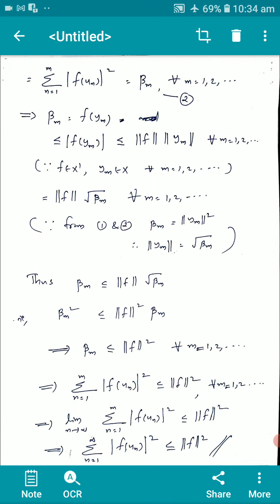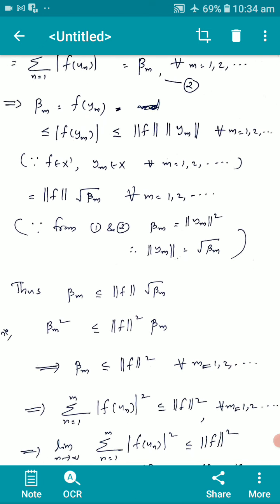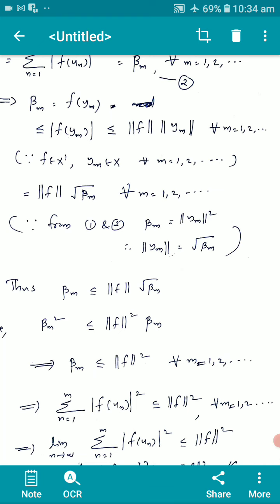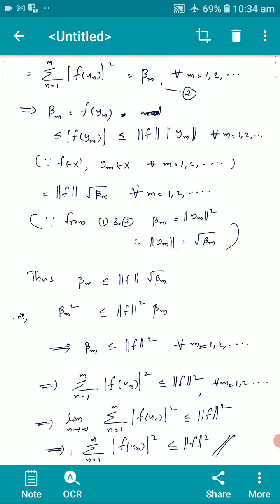Beta m is f of ym, which is less than or equal to modulus f of ym, which is less than or equal to norm f into norm of ym for all m equal to 1 to etc. The reason is f is in x dash and ym in x. Just refer to the previous idea written there. This is equal to norm of f into norm of ym. You can write root of beta m. Why? Because from 1 and 2, beta m is norm of ym square, or norm of ym is root beta m. Thus beta m is less than or equal to norm f into root of beta m.